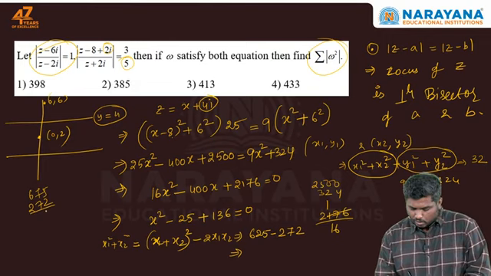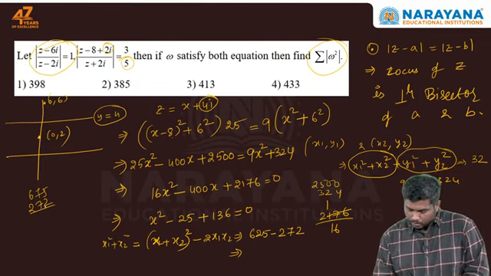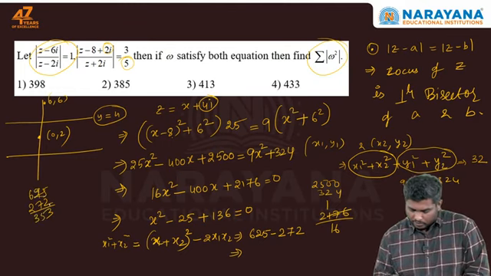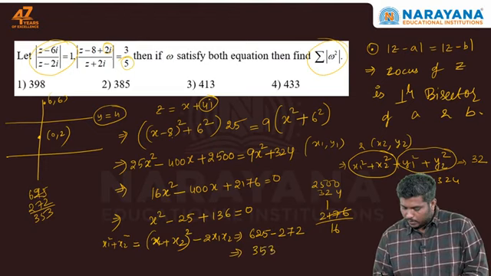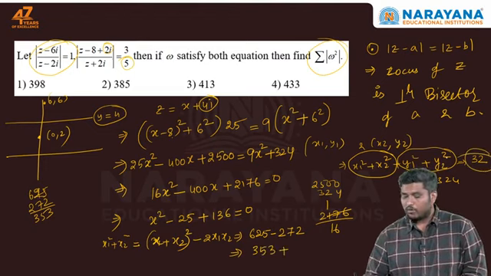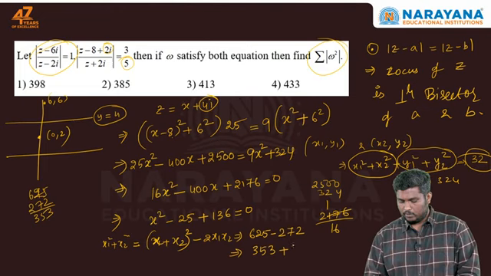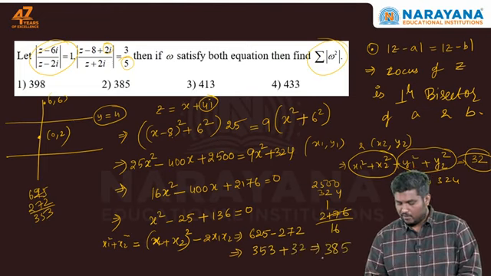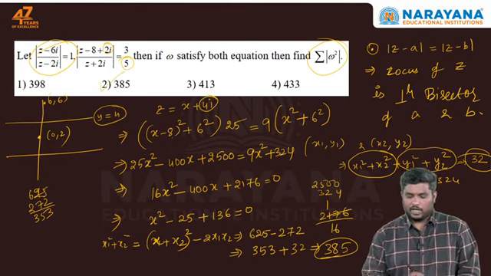625 minus 272 will be 353, and then we have to add 32 here. So we are going to get 385. So 385 is the answer.